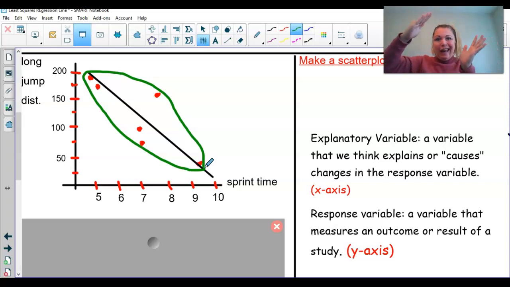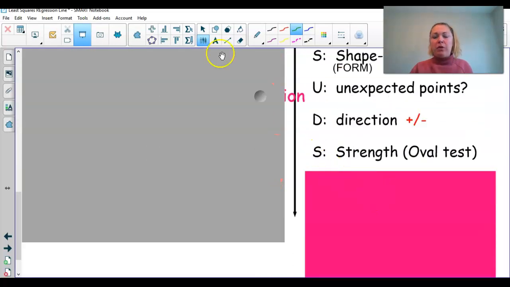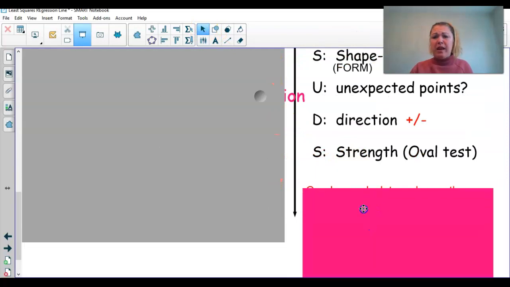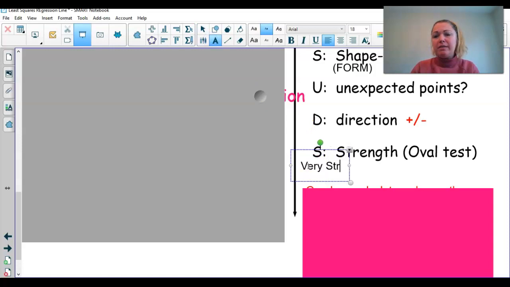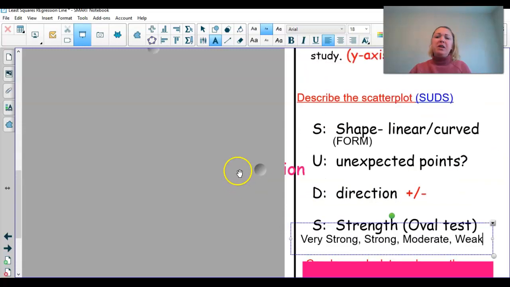So again, an oval that is thin is going to be very close to that line, meaning you have a very strong relationship. As it gets weaker, it's going to get closer to a circle. So how can we describe the form? The strength. We can use words like very strong, strong, moderate, weak. So what would we say here?